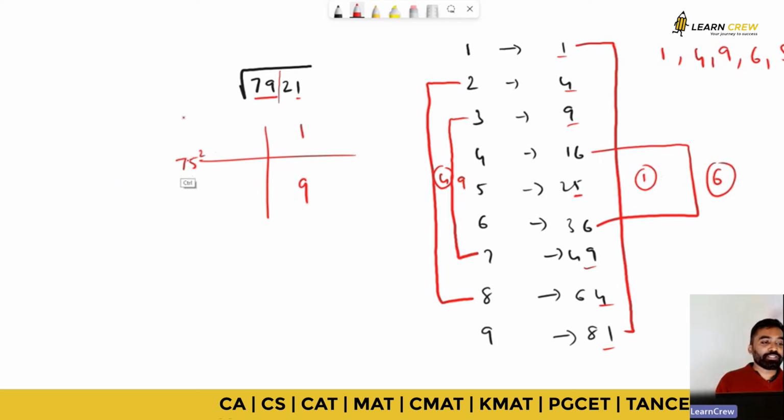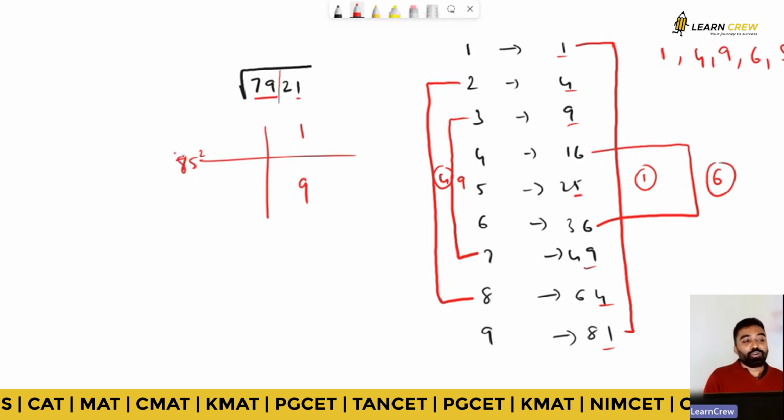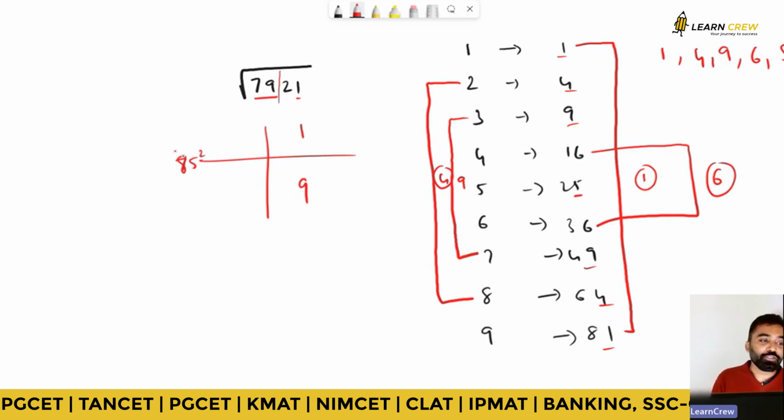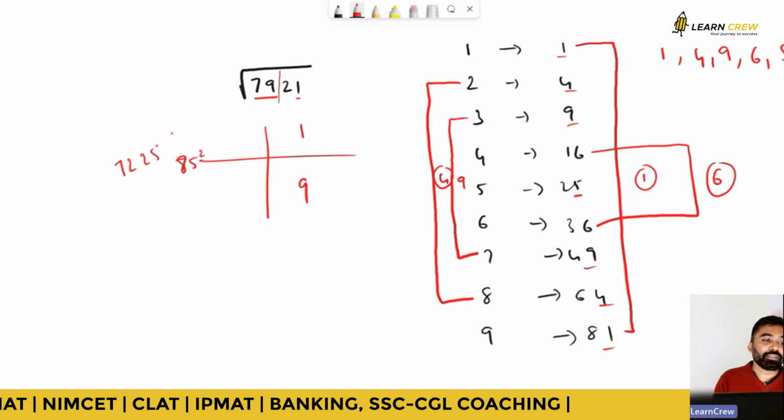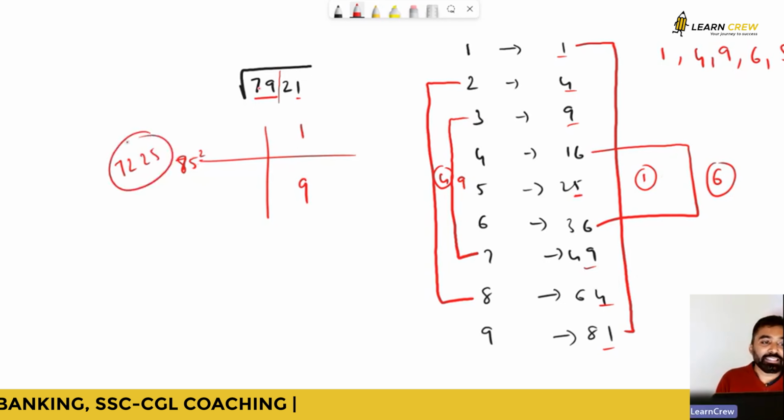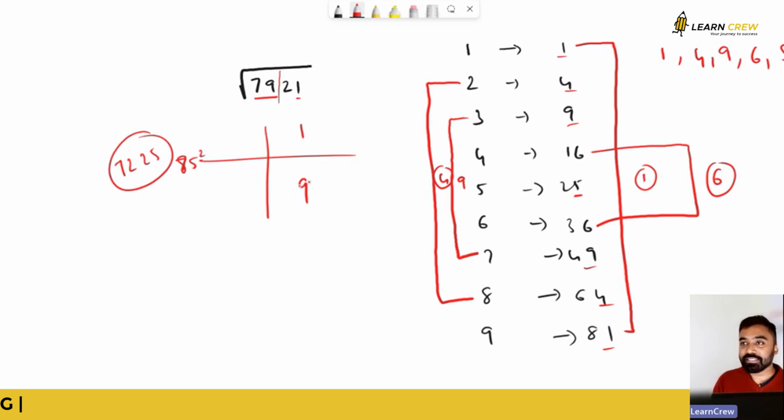It is closer to 80. So let me take 85 square. What's 85 square? 8 times 9 is 72, 72 and 25. 85 square, is it lesser than the given number or more than the given number? Lesser than the given number. Now, if it is lesser than the given number, obviously it has to be the higher value. So it cannot be 81. It has to be 89. This is the value.